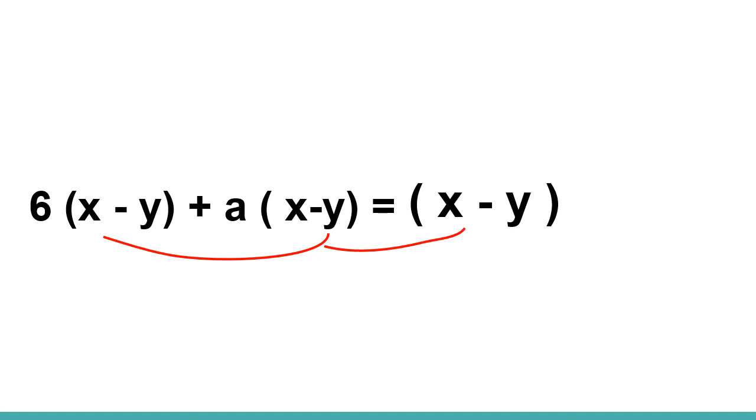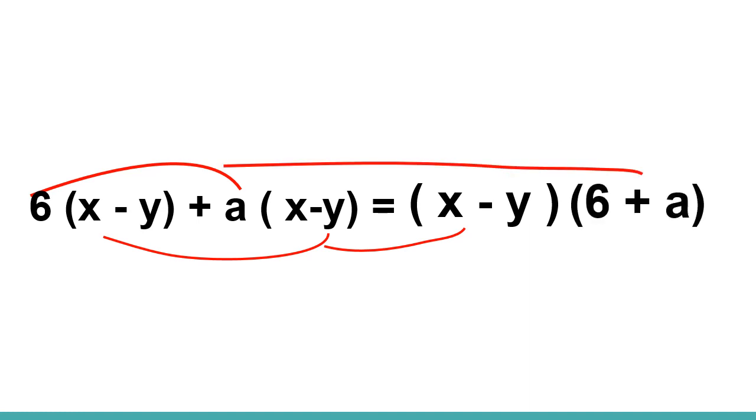So, ngayon, ang gagawin na lang natin, dahil kitang-kita naman na natin ang natitira, kokopyahin na lang natin yung mga terms na natira. So, we have 6 at positive a. So, 6 and positive a will be our second factor. So, isusulat natin ng ganito rin. Quantity 6 plus a. So, our factors is quantity x minus y times quantity 6 plus a.